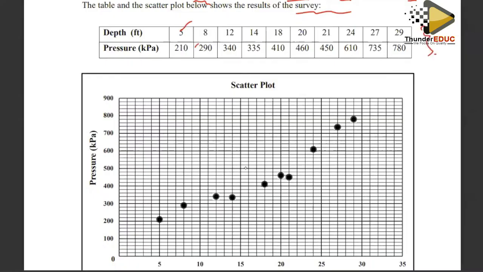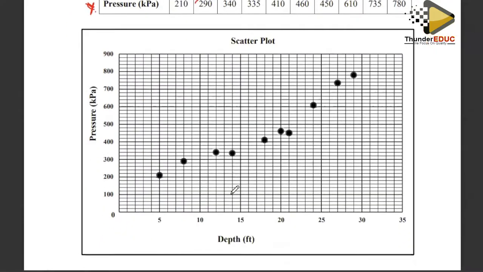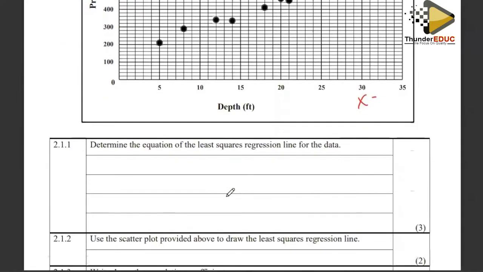So remember the first variable will represent the x, and then the second variable will represent the y. But even the graph tells it all, that the pressure is on the y-axis, and then the depth is on the x. So when I punch all of this into my calculator, we know that the equation of the least square is given as a plus bx. Some people write it as bx plus a, no problem.